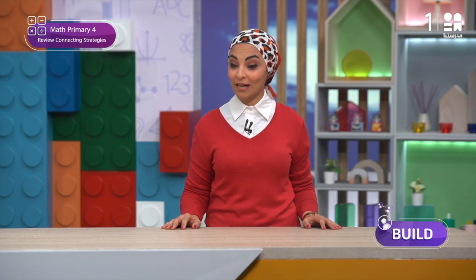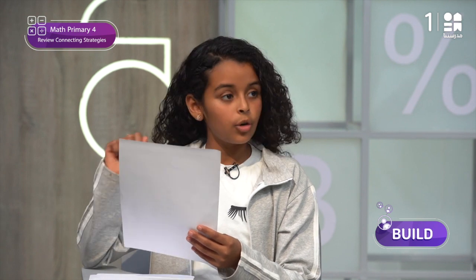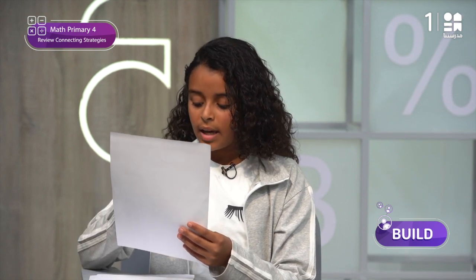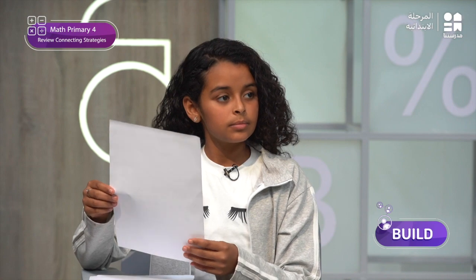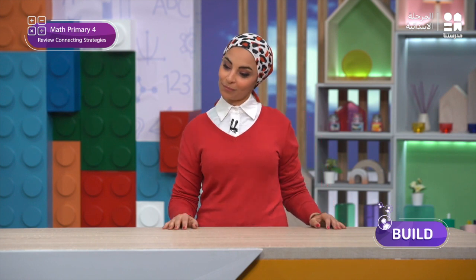Okay, can you tell me how you did it, Sama? How did you solve it? 7 by 4. Yes. 10 by 4. Yes, do you know that this is the partial products algorithm? Yes. Okay. Now, can you show Ya Adam the problem?